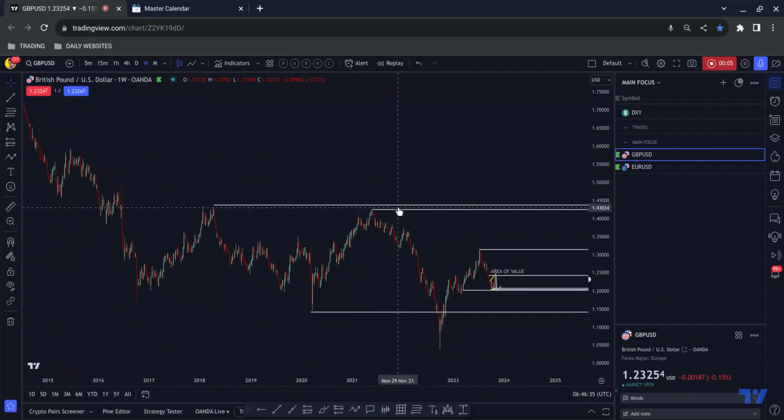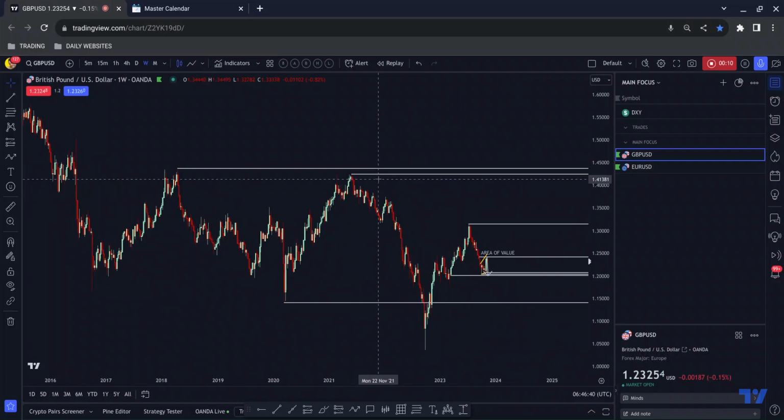So I have two pairs on watch today, and those are pound dollar and euro dollar. I'm going to break them down for you now, give you my thought process as always, and tell you what I will be looking for in terms of entries from these pairs.